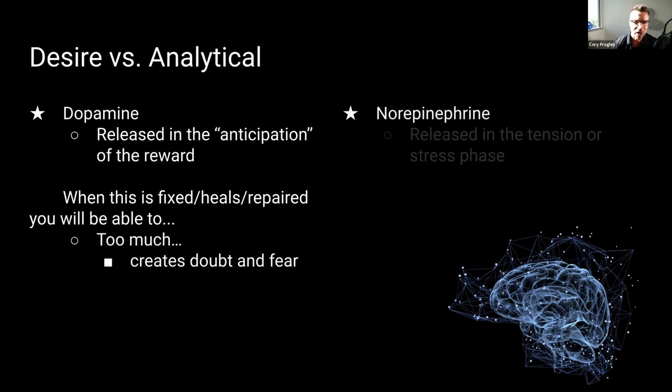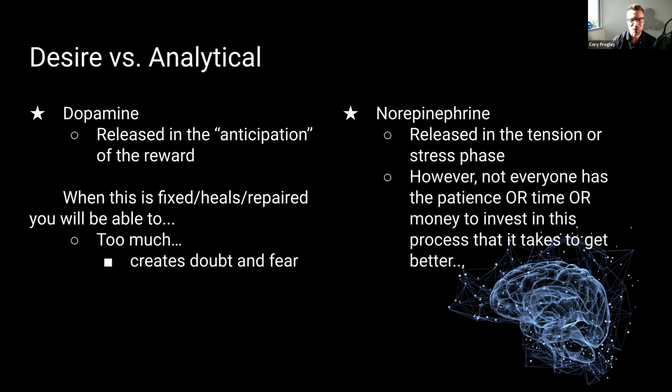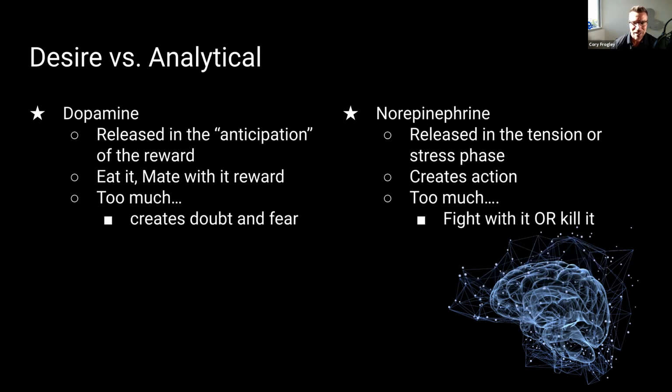Now remember, norepinephrine, this is the release in tension or stressed phase. When we pull back is when we create this by phrases like, however, not everyone has the patience or time or money to invest to go through a process like this to get well. Now, again, too much of that can also cause this fight or flight. Too much tension is the fight or flight mechanism. So be very careful in how much of that we release.